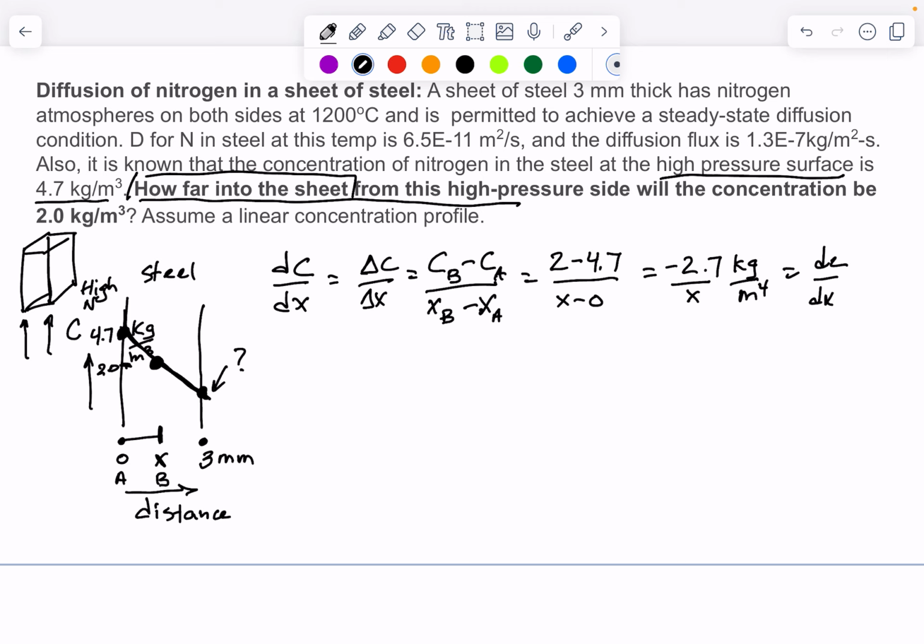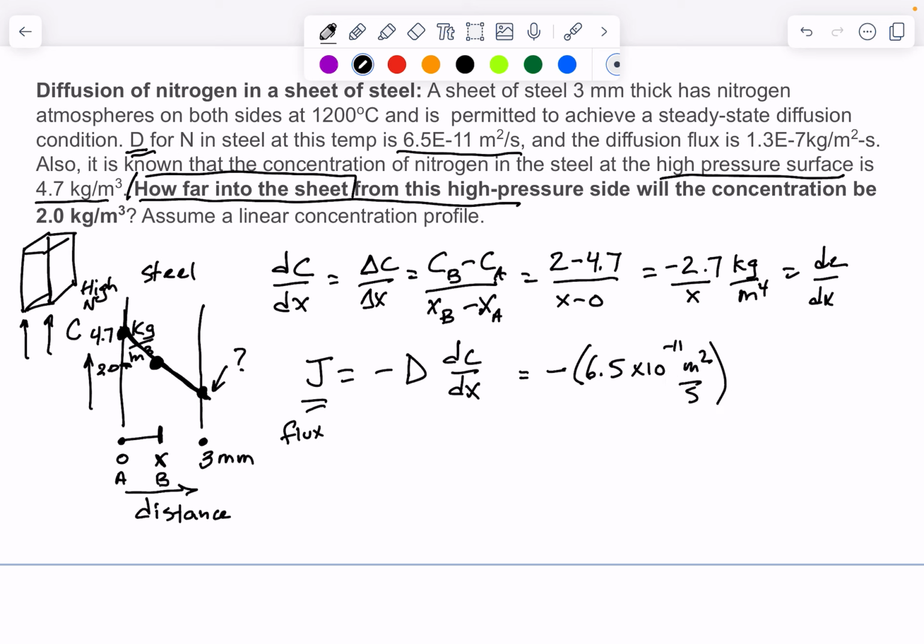So why did I do that? Well, I can definitely see a need for Fick's first law to be applied. And Fick's first law says that the flux is equal to minus the diffusivity, or the diffusion constant, times dC/dx. All right, and let's go back and see what we're given. We're given D is 6.5 times 10 to the minus 11 meters squared per second, times the dC/dx that we've already worked out, minus 2.7 over X, kilograms per meter to the fourth.